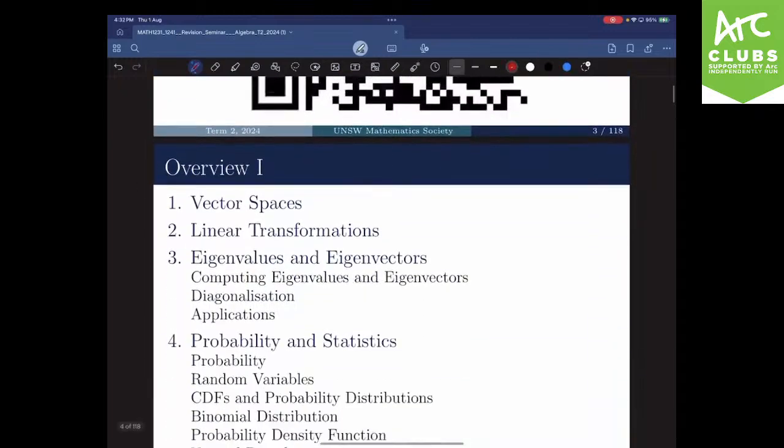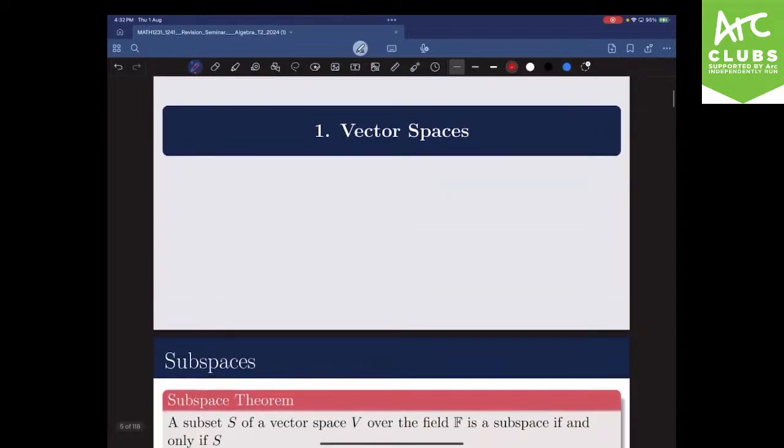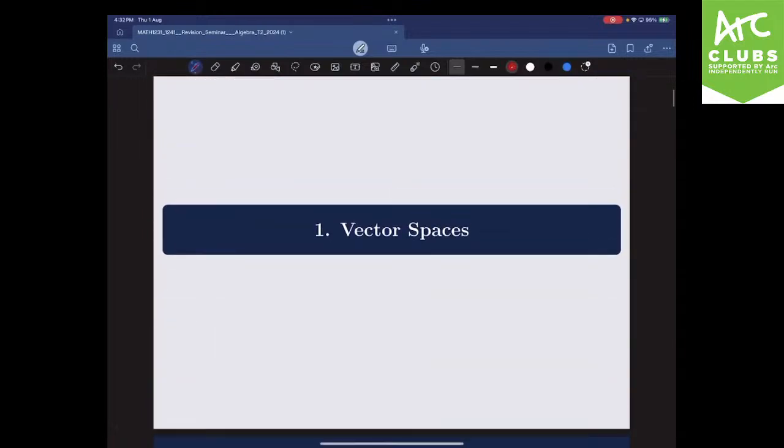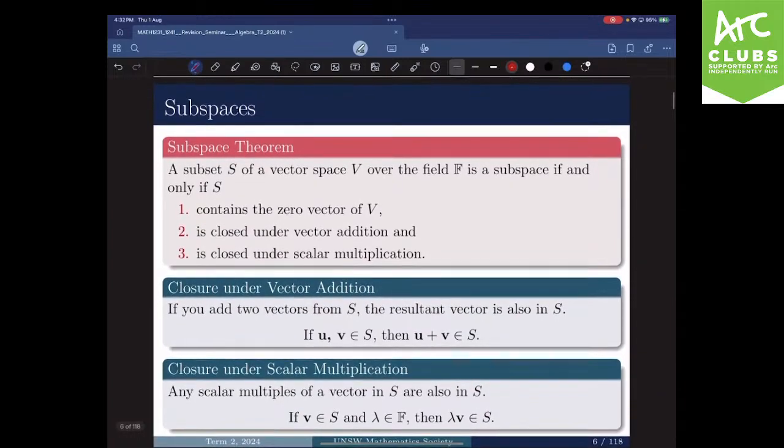Anyways, moving on to the seminar. The first part of the seminar is vector spaces, and the main thing we're looking at here is subspaces. So, what is a subspace? A subspace is a subset S of a vector space V over a field, such that the subset is also a vector space.